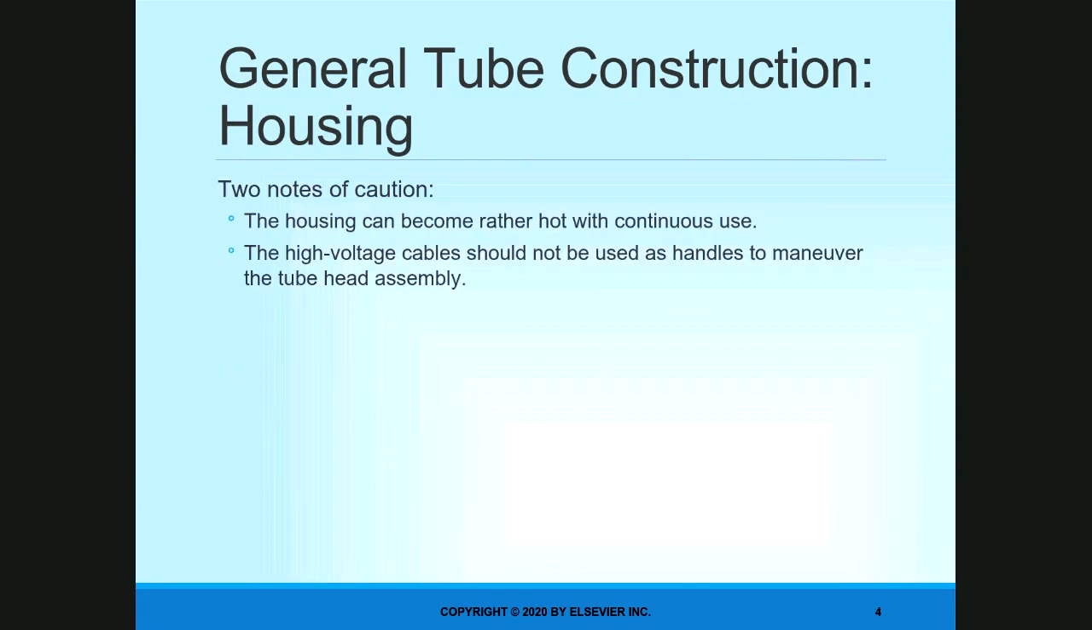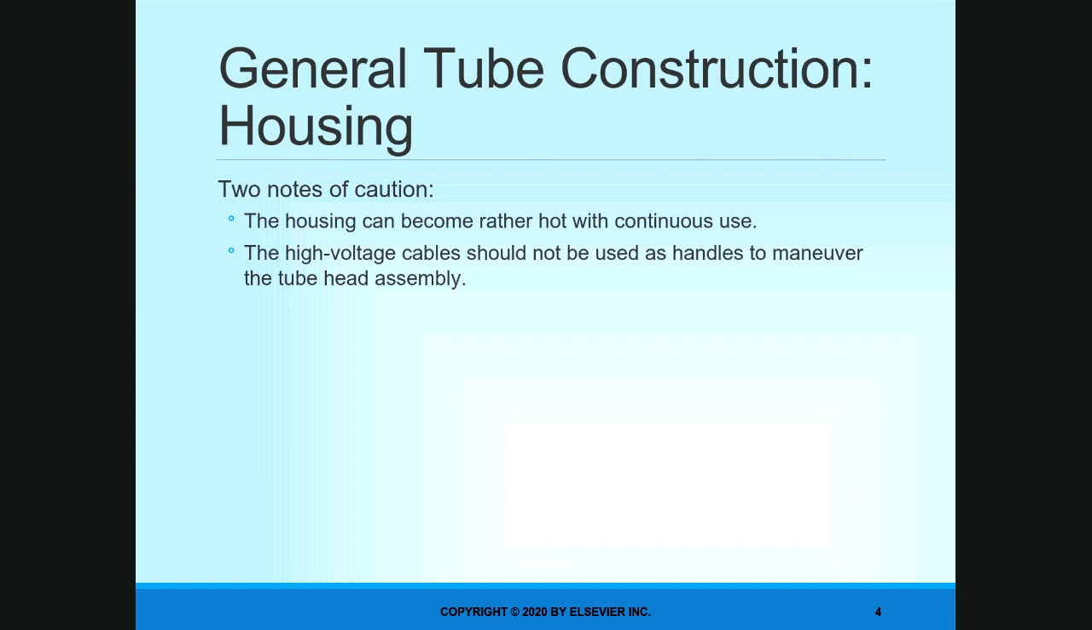When we look at the housing and its construction, there are two things that they caution us about. With an extended on time, meaning that the x-ray tubes are typically in constant use, you're constantly receiving patients from the emergency room, constantly getting patients in there to be imaged, whether it's an outpatient or inpatient or emergency room trauma patients. So with the extended on time, the housing can actually get hot.